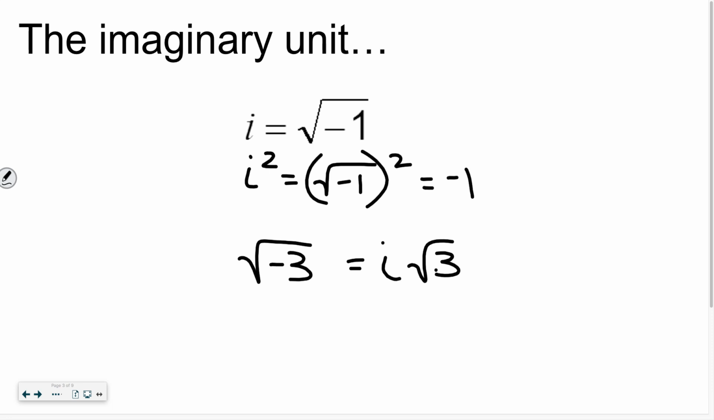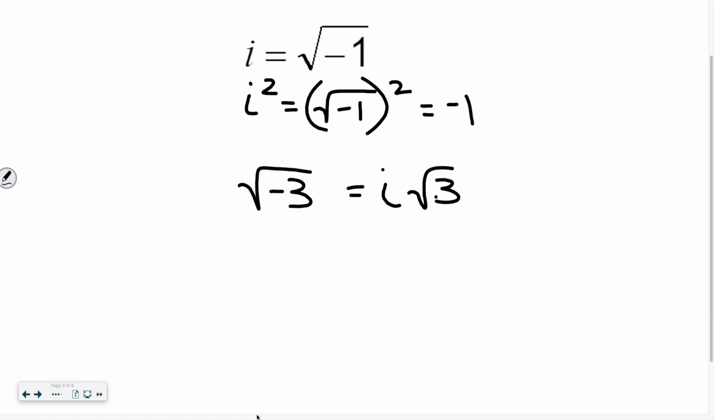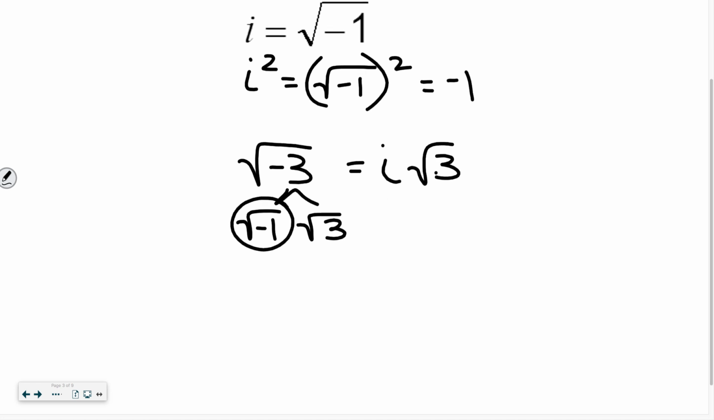Maddie. Why would it? Is it because since i equals the square root of negative, why would you put the i outside? It's the square root of negative 1 times the square root of 3. And the square root of negative 1 is i. It's not the square root of the square root of negative 1. It's just i.